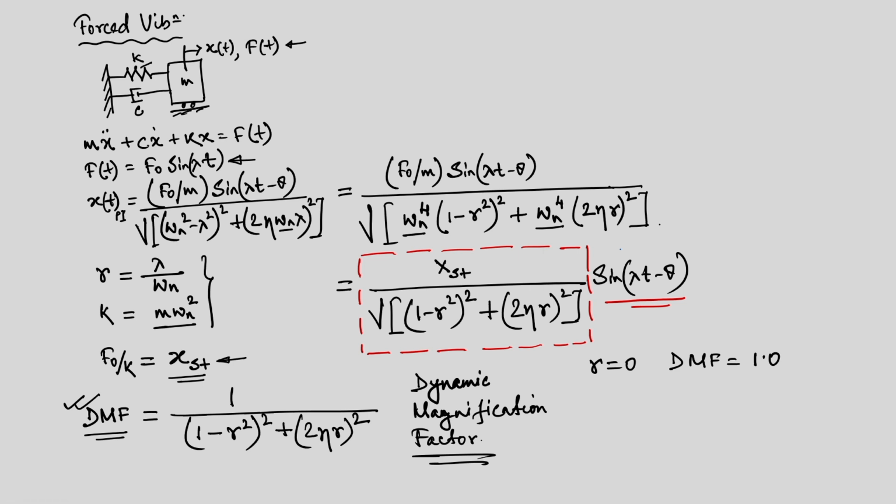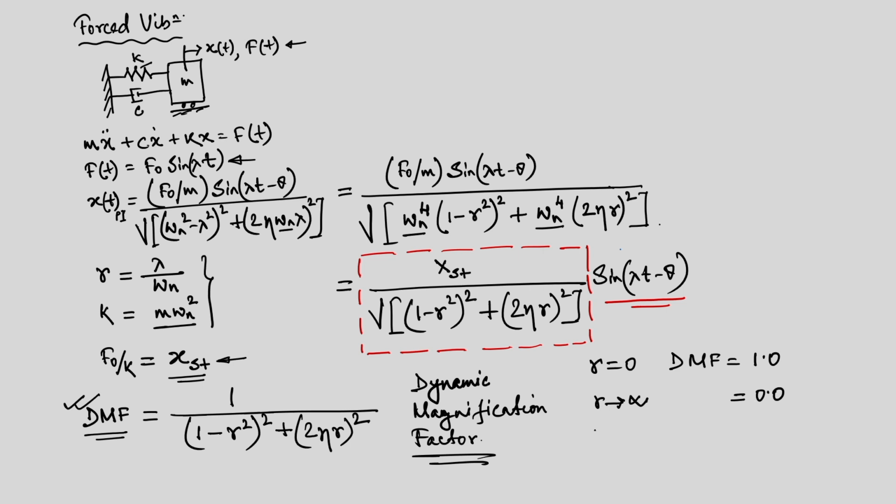Now, if we increase r, and if r is really very high, what will happen? If r tends to infinity, what will be the dynamic magnification factor? So, r going towards positive infinity, the dynamic magnification factor will be 0. So, that is the nature we can conclude.